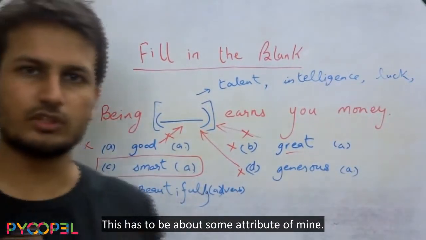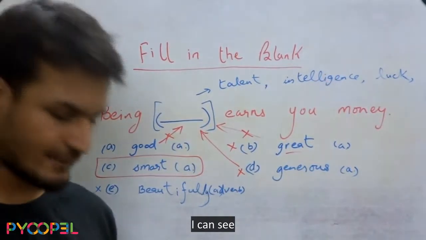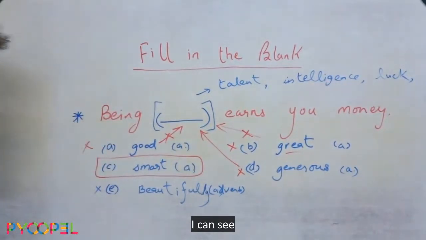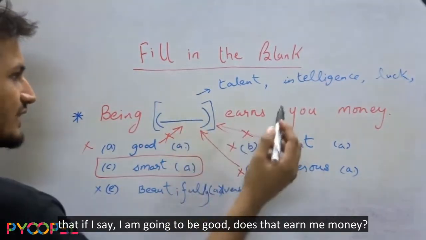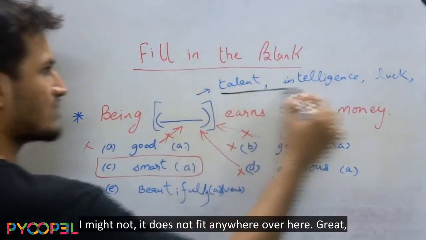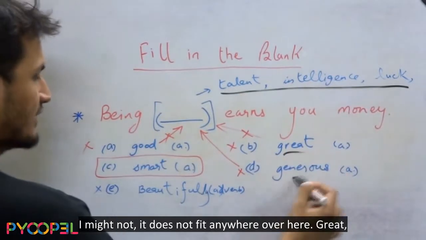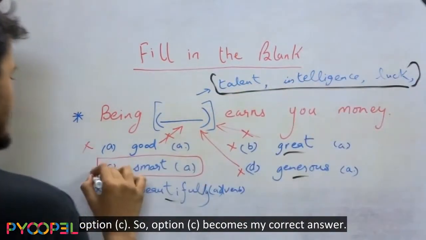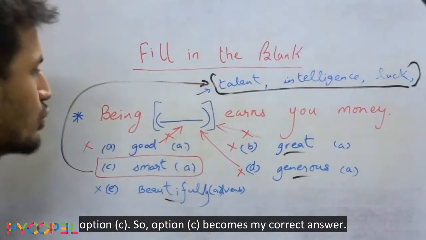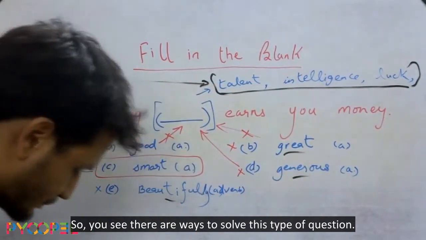This has to do with some attribute of mine, right? I can see that if I say I'm going to be good, does that earn me money? It does not fit anywhere over here. Great, generous, beautifully, do not figure over here. The only thing that does is option number C. So option C becomes my correct answer.